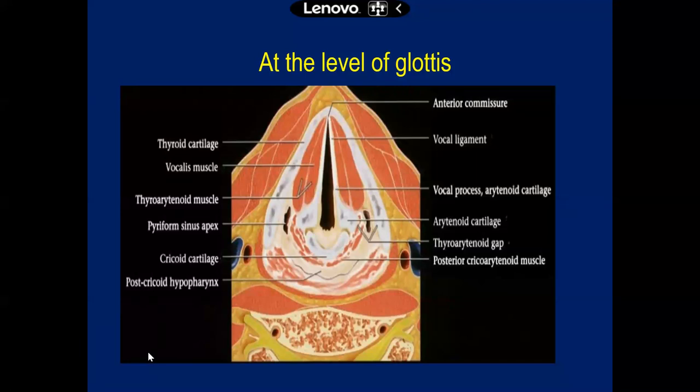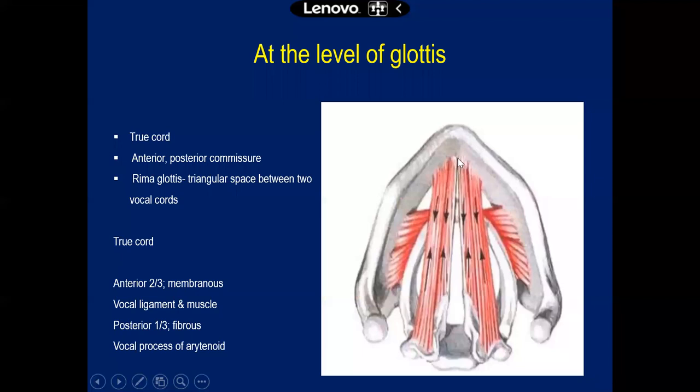I will show you a picture. This is at the level of the true vocal cord. You have the anterior commissure here. This is the posterior commissure. The space extends between the two arytenoids. See, this is the posterior commissure. You have the triangular space between the two vocal cords that is called the rima glottidis.